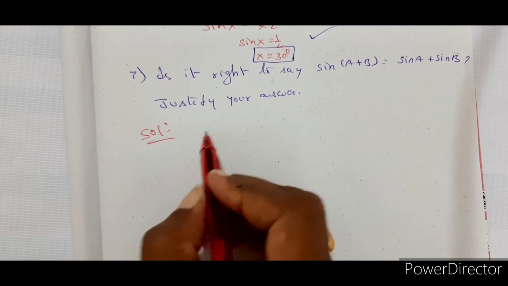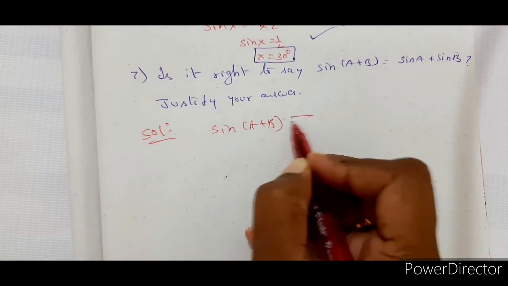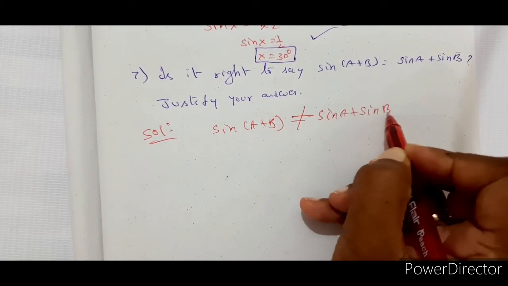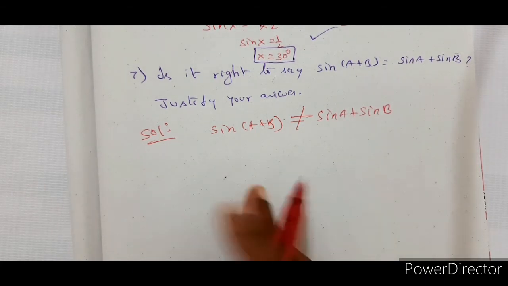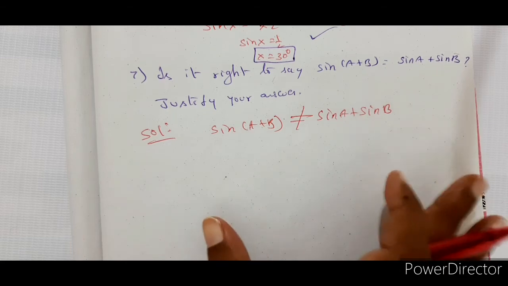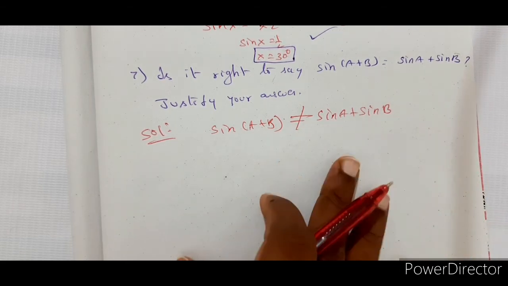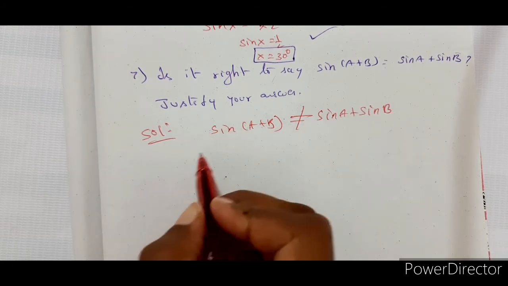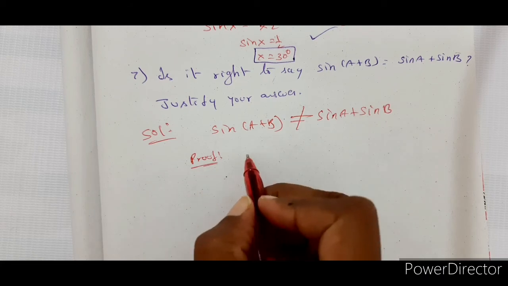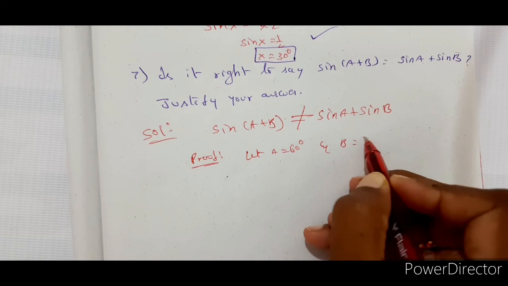Just let me write. First of all I will say sine of a plus b is not equal to sine a plus sine b, because already in the previous video we have seen that sine of a plus b is sine a cos b plus cos a sin b. We have seen it already, taking 30 and 60 degrees. Now let us do the same thing. Now this is the proof part. Let a is equal to 60 degrees and b is equal to 30 degrees.